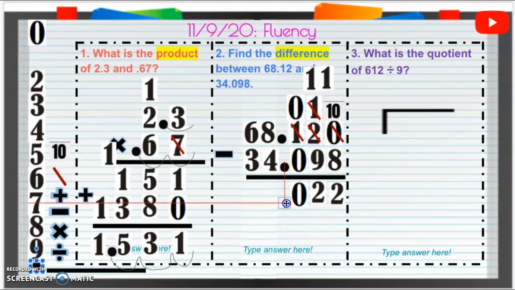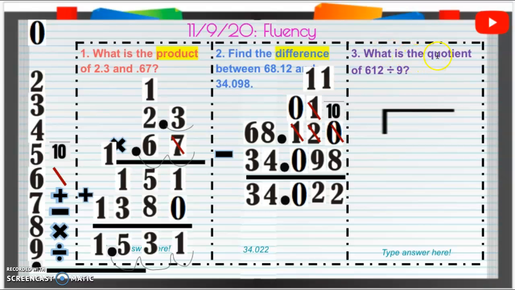Drop that decimal down, drop it like it's hot. 8 minus 4 is 4. And then 6 minus 3 is 3. So our answer is 34 and 22 thousandths. You can put that down there if you want. 34 and 22 thousandths. All right, now this last one, number 3.